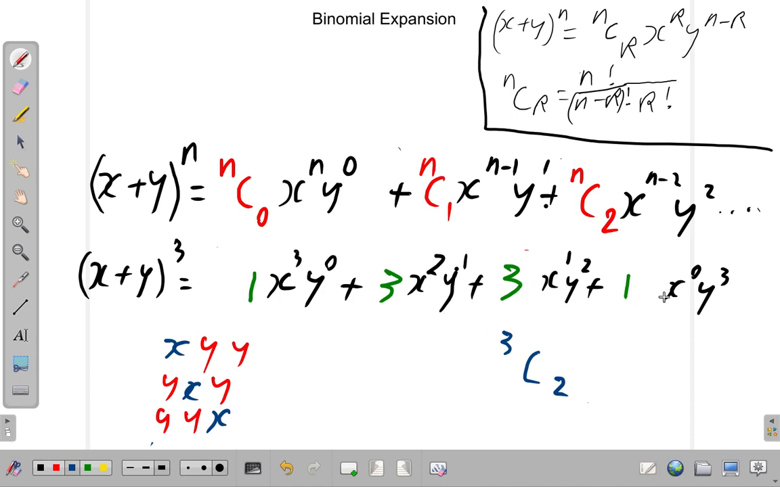And then, of course, if you have 3C3, you want to arrange 3 y's. Then there's only one way you can arrange them, so this is multiplied by 1. Alright? Now what we'll do is examine what happens when you have x plus y to the power of 4. But we'll do that in a different video. So I'll see you then.